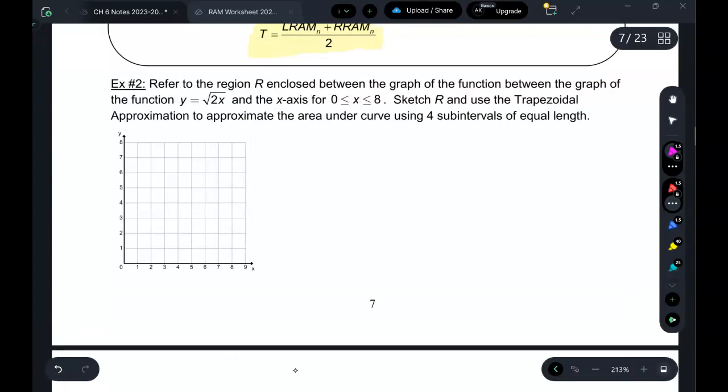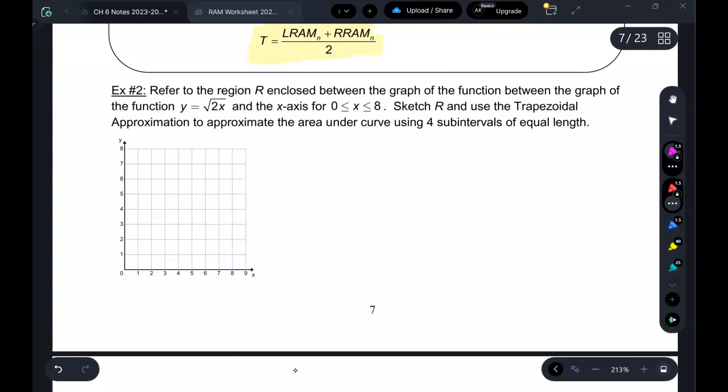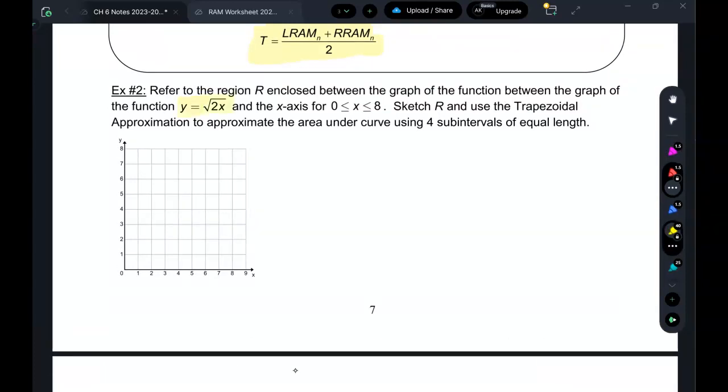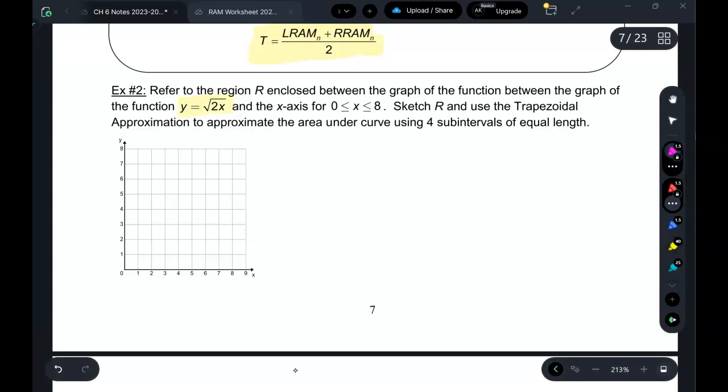Okay, so let's look at a region R. We have y equals the square root of 2x. So let's see. So we can have 0, 0. What else would be easy to plug in? How about 2? Plug 2 in and we get 2. Plug in 8, we get 4.